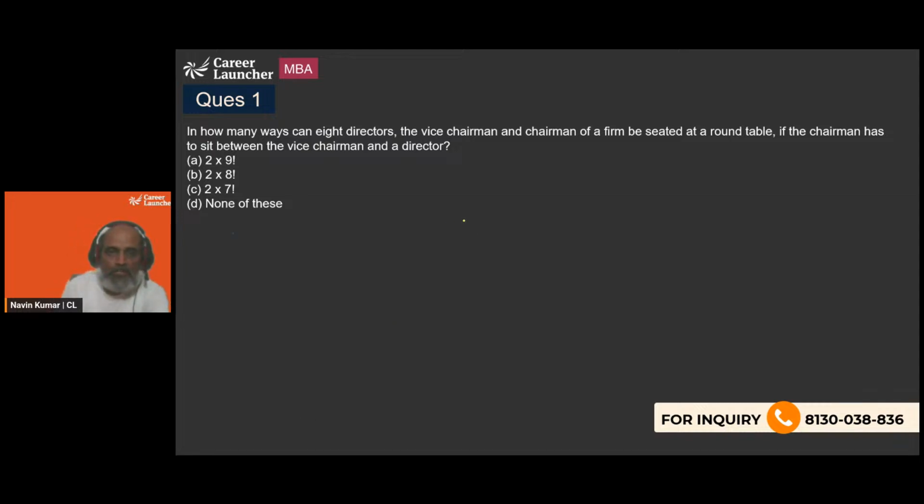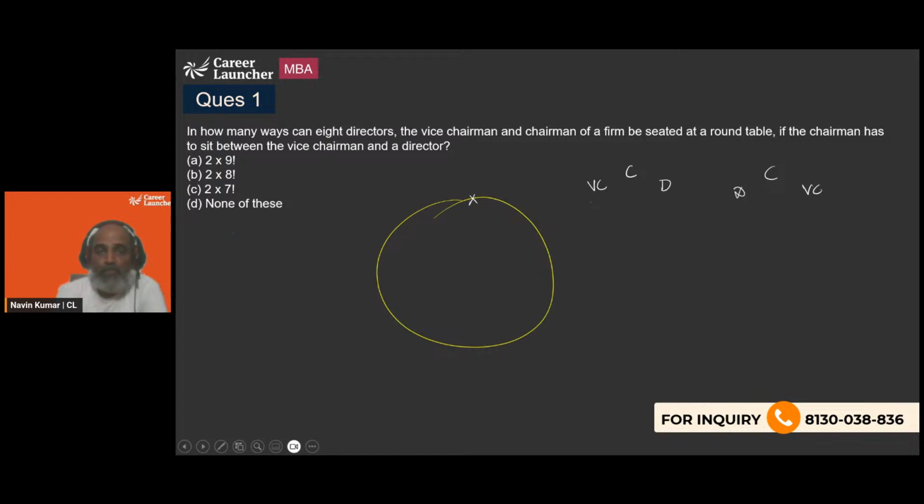Okay. So there is a circular table, and in this circular table, we need to have the chairman. He needs to sit beside a vice chairman and a director. Now, it could be a vice chairman to his right, or it could be vice chairman to his left, right? See, there are total 10 people, right? So let's understand and plot the points. So this is 4 here, and then we need 4 here. So 8 positions. Let's call in the chairman.